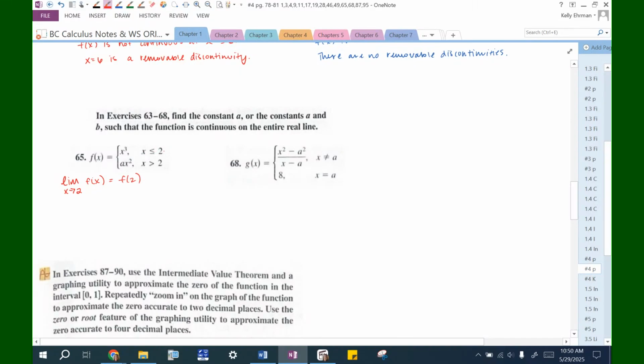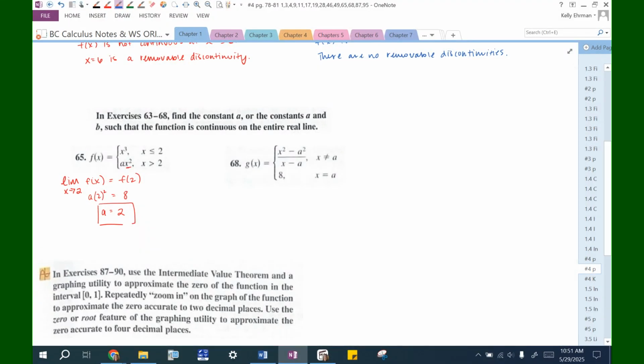So when x is less than or equal to 2, you plug it into x to the third. So f of 2 is 8. And the limit as x approaches 2 of f of x would be plugging 2 in for the x in ax squared. So you would get a times 2 squared. That's just a times 4. So if I divide 4 to the other side, I get a equals 2. If a equals 2, then this becomes a continuous function. The two pieces meet up at the same point.